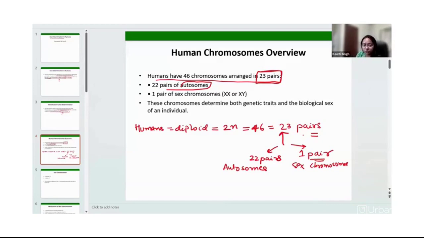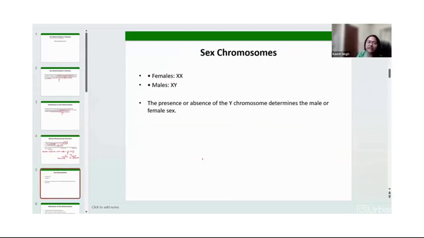So these are in two forms, XX and XY. These chromosomes will determine both the genetic traits and the biological sex of an individual, right? So we have to study more about the sex chromosomes. All the females in case of humans are XX and males are XY. You can see that the males have two types of chromosome, X and Y, while all the females have the same chromosome.